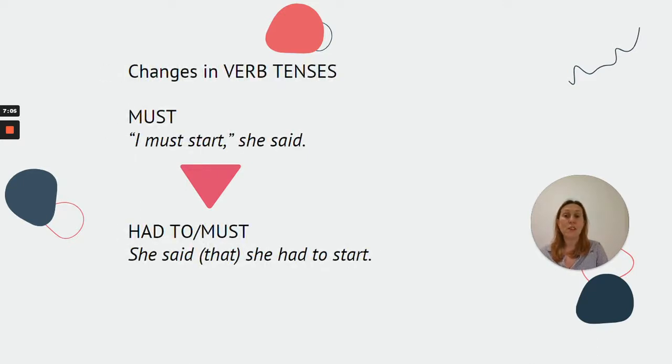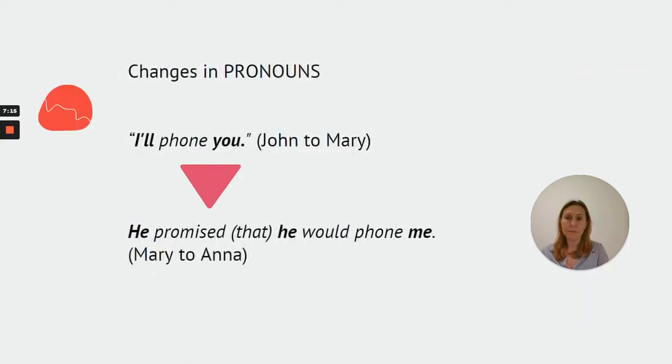Must changes into had to. I must start, he said. She said that she had to start. Let's notice that might, ought to, could, should, and would don't change in reported speech. So let's pass on to changes in pronouns.